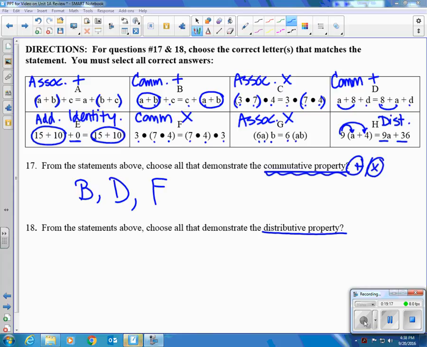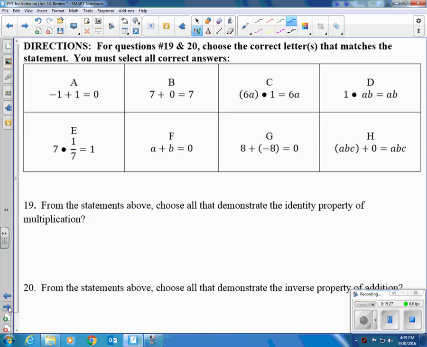Then we have, from the statements above, choose all that demonstrate the distributive property. Well, doing this, there was only one, and that's H. That is distributive. This is a similar question right here. This one now is, again, I'm going to do the same thing. This is a negative 1 plus a positive 1. This is my additive inverse.